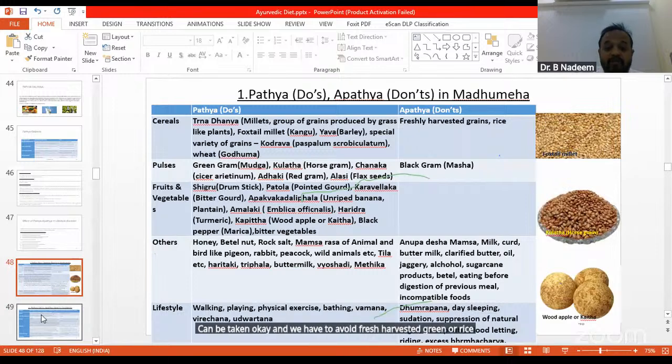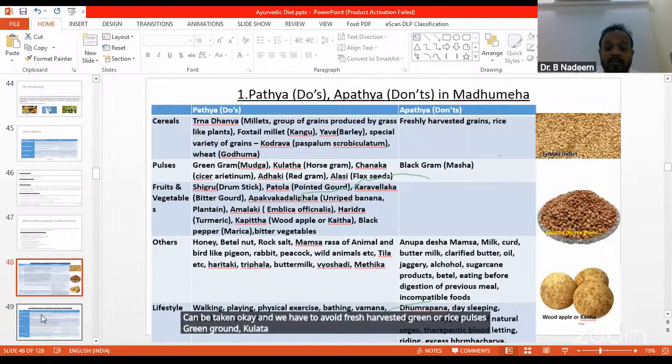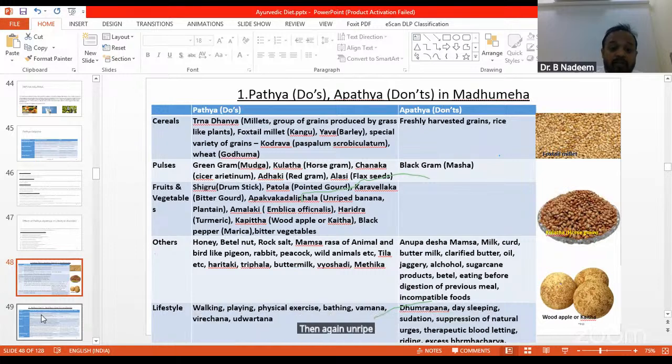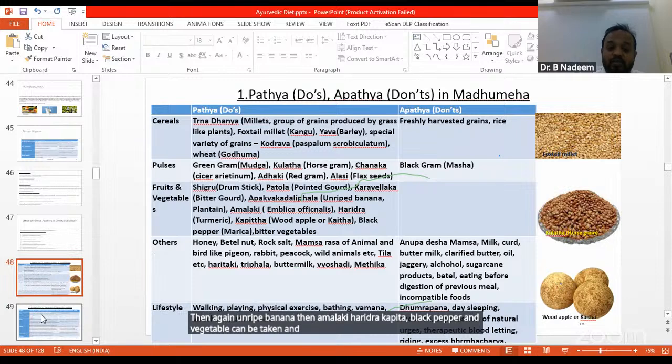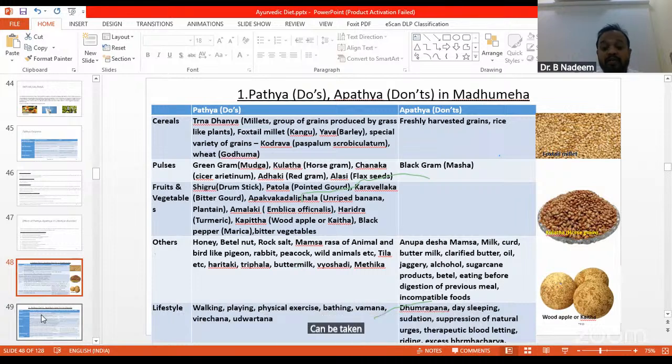Pulses: green gram, kulatha, chanaka, adaki can be taken; black gram should be avoided. In fruit, shigru, patola, karavellaka, unripe banana, amalaki, haridra, kapittha, black pepper, and vegetables can be taken. And then others: honey, betel nut, rock salt, mamsarasa of animals and birds like pigeon, rabbit, peacock, wild animals, tila, etc. Haritaki, triphala, buttermilk, vyoshadi, and methika can be taken in madhumeha, which is diabetes mellitus.